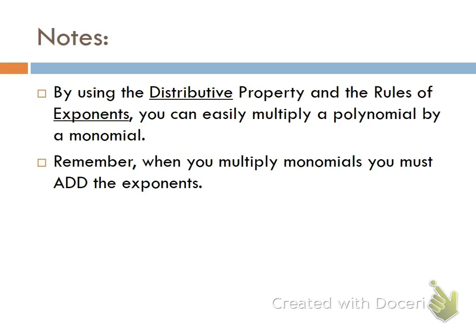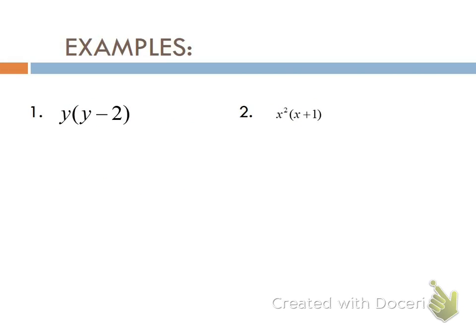In our little notes, by using the distributive property and the rules of exponents, you can easily multiply a polynomial by a monomial. Remember, when you multiply monomials, you must add the exponents. Okay, so we just need to use our distributive property and then our rules of exponents. I'm going to, on some of these, show more steps than I would require you to show later on, just so that you understand where this stuff is coming from.